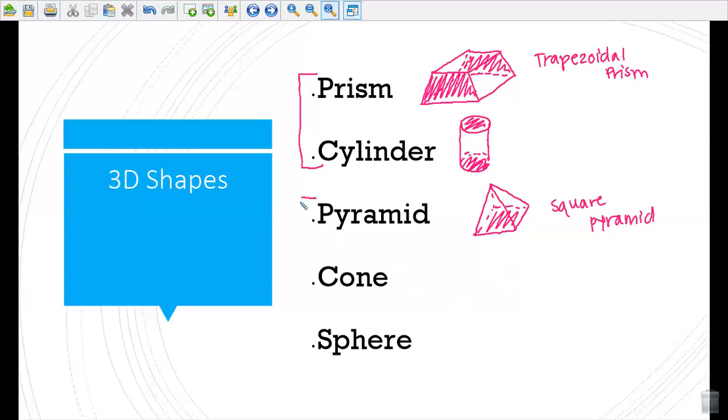And just like before, your cone is pretty much a circular pyramid. You have a circle base, and then it comes to a point, like your ice cream cone. And then our sphere is a ball. We all know what a sphere is.